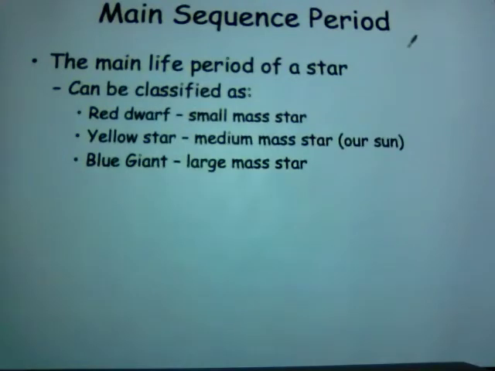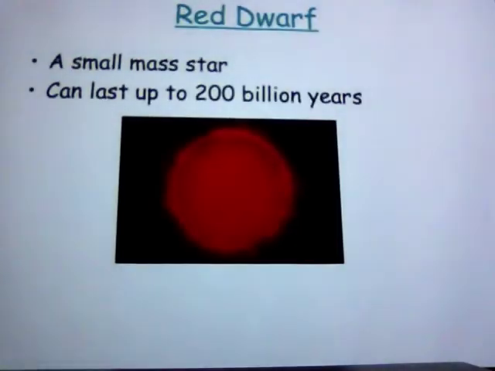So your main sequence period. This is the main life period of a star. It can be classified as either a red dwarf, yellow star, or a blue giant. The red dwarf is a small mass star. It can last up to 200 billion years, and relative to stars, it has a very low temperature.